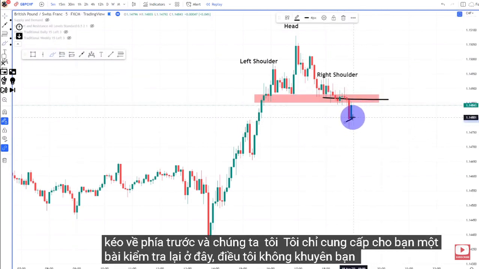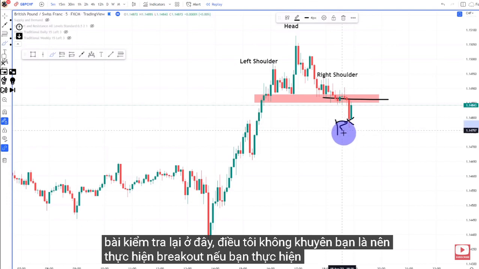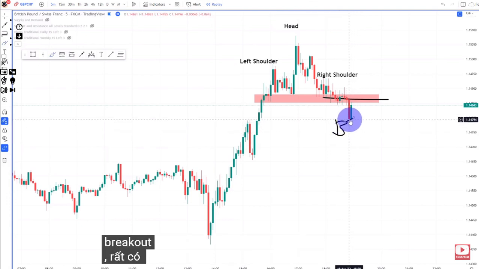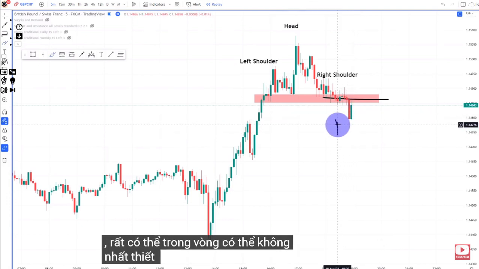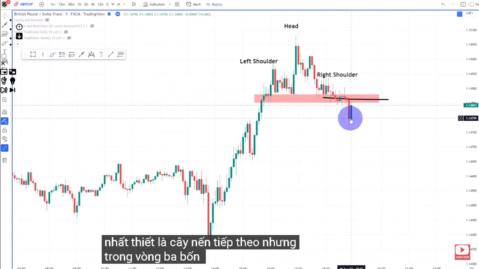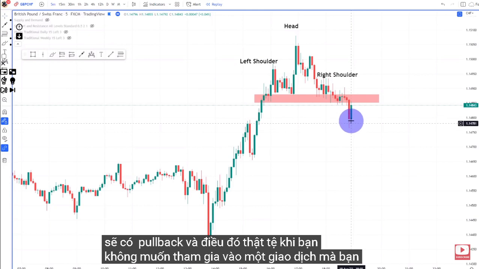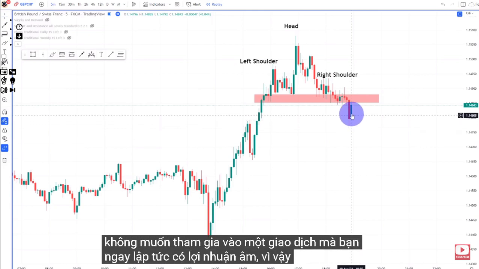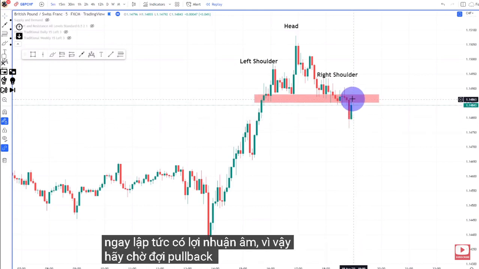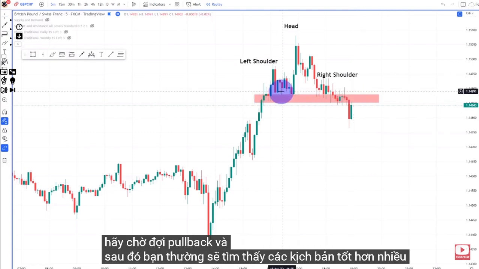What I don't recommend is taking the breakout. If you take the breakout, it is very likely that within, maybe not the next candle necessarily, but within the next 3, 4, 5 candles, you're going to have a pullback, and that sucks. You don't want to be in a trade where you immediately sit in negative profits. So wait for the pullback, and then you will often find much better scenarios.